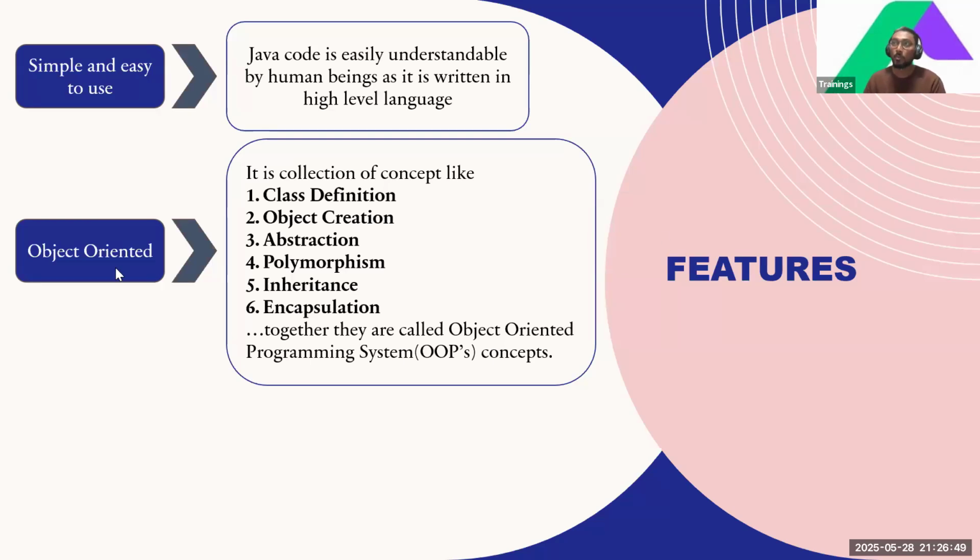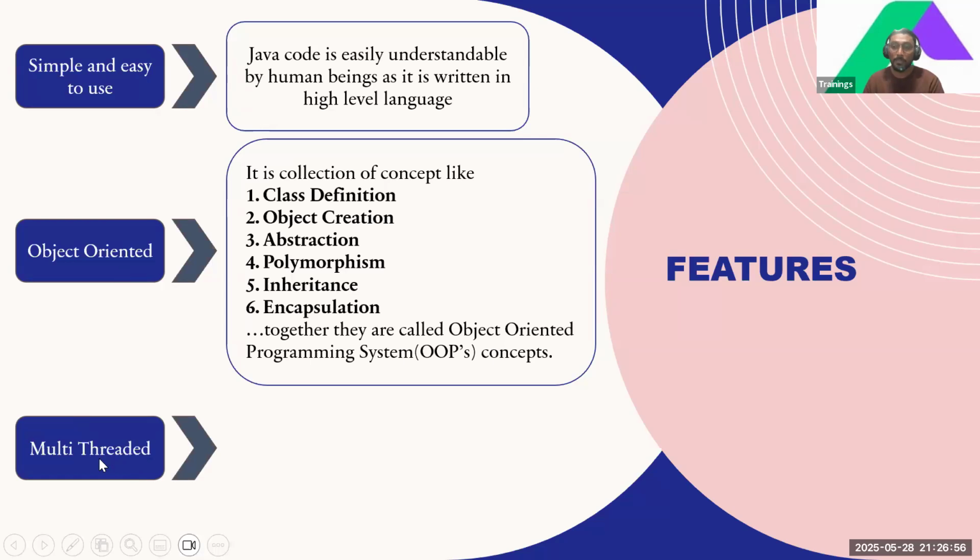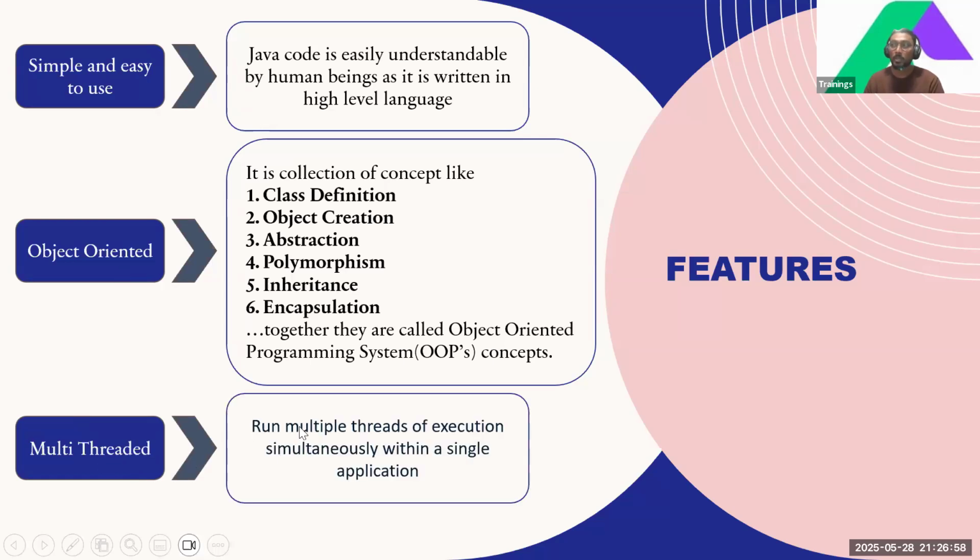Object oriented is one of the concepts that Java supports, so Java becomes an object oriented programming language. Java is multi-threaded. Multi-threaded means you can run multiple threads of execution simultaneously. This word comes from multitasking. We know what multitasking means, right?